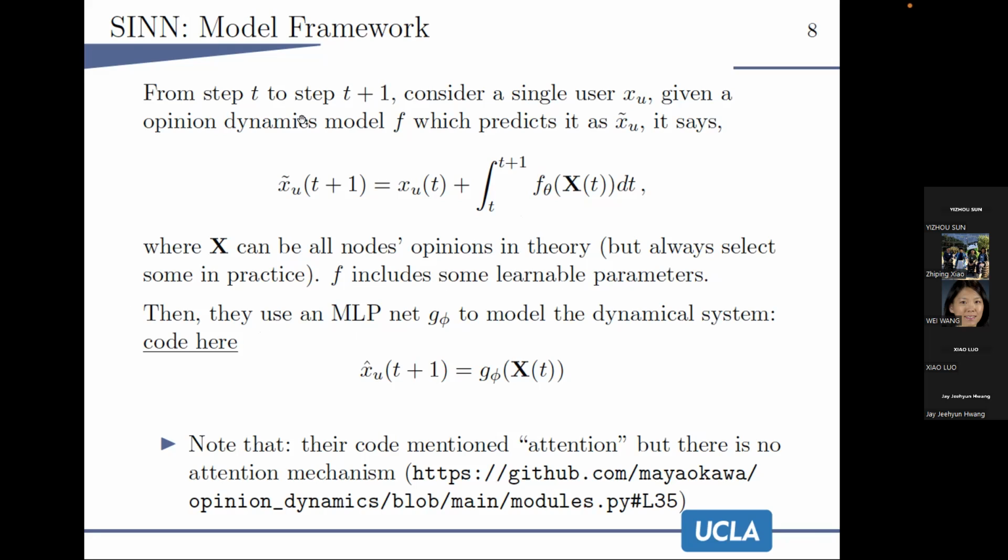And also, because they are saying that they're using a neural network to handle the work, they also use an MLP net G5 to model the dynamical system. I'm putting a link to the code here if you are curious about the details. The structure of this MLP is mostly quite simple. Something to note is that somewhere in their code they mention the term attention, but this term is mentioned casually. It does not mean that they include any attention mechanism. What they actually do is just computing a learnable weight or something like this.